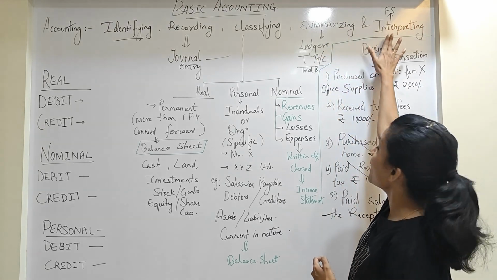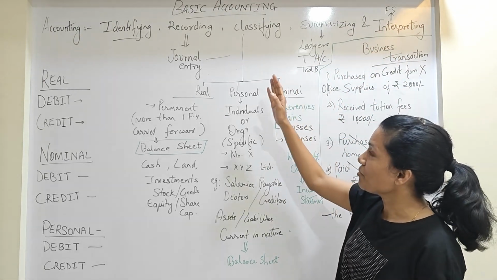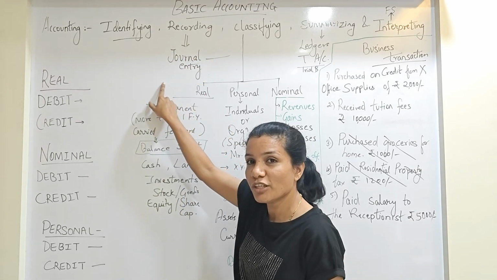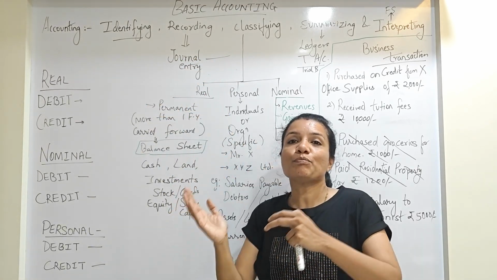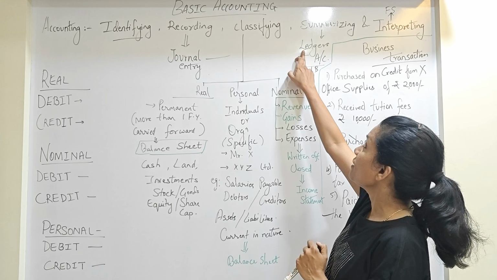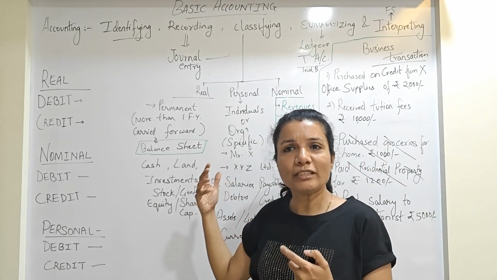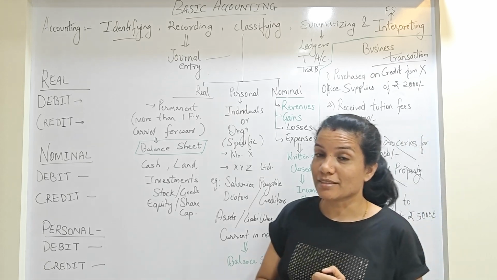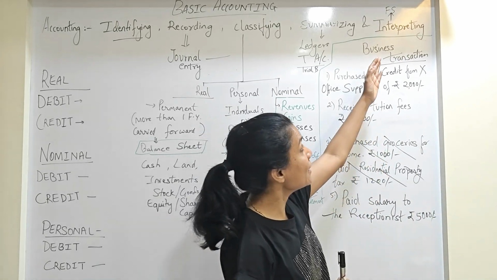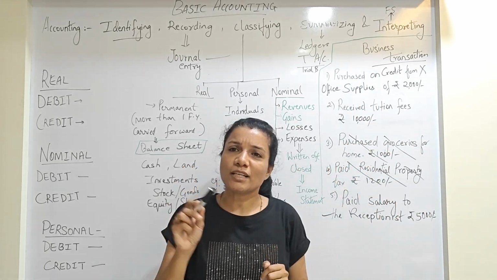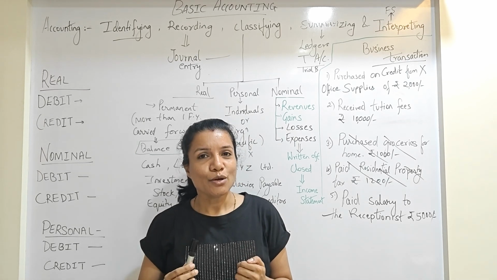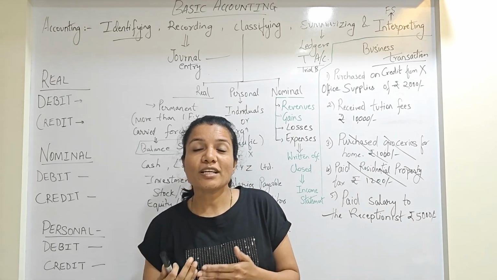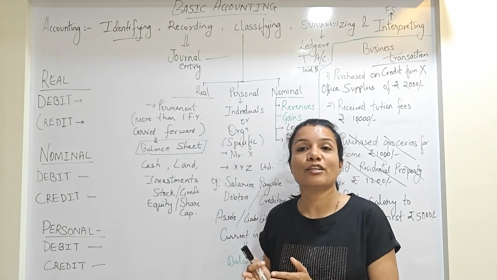It says summarizing and interpreting. Summarizing would mean once you classify the accounts and pass the journal entries, the entries are then posted, shifted to the ledger accounts. In some countries we call them T accounts. So we post to T accounts, then we prepare a trial balance. The final stage is interpreting. Now we've recorded all the transactions, but as a business, we need to know whether the business has made a profit or not. What are the assets and liabilities at the end of the year?